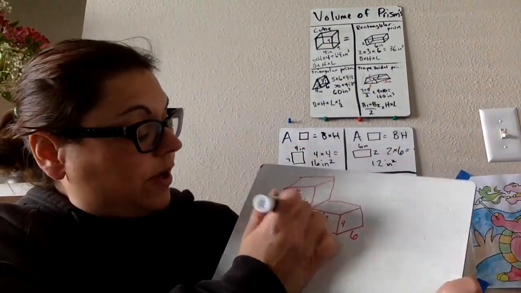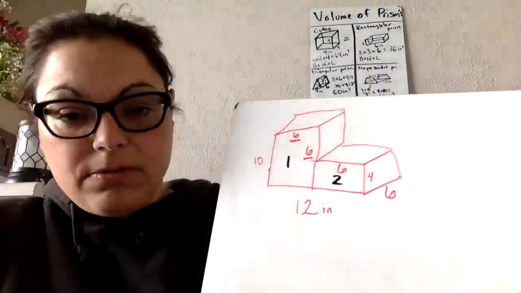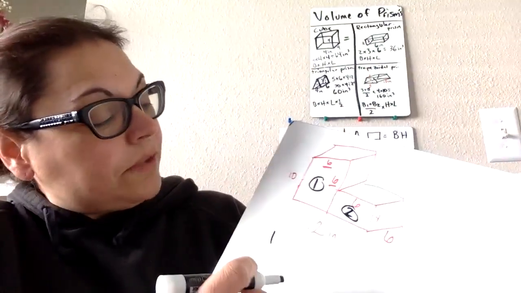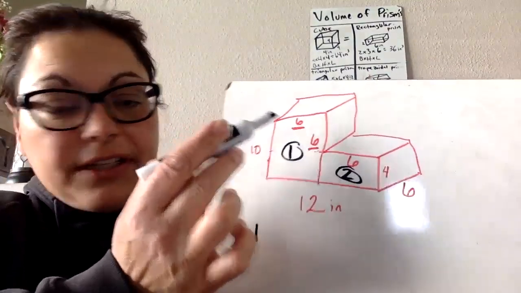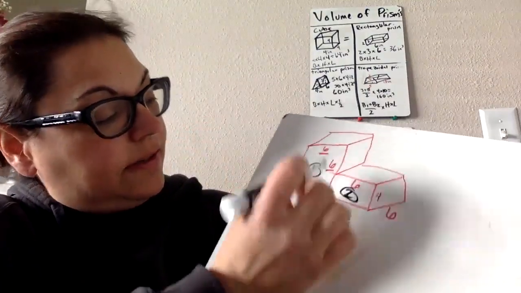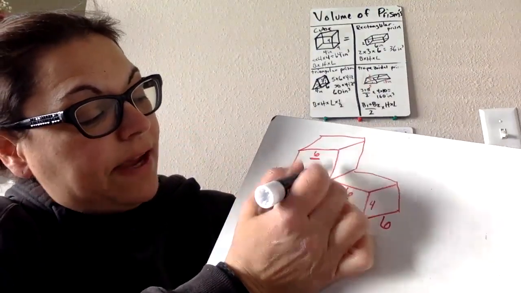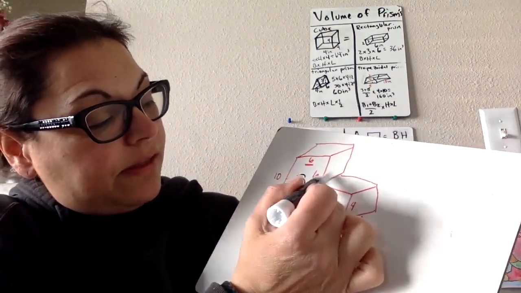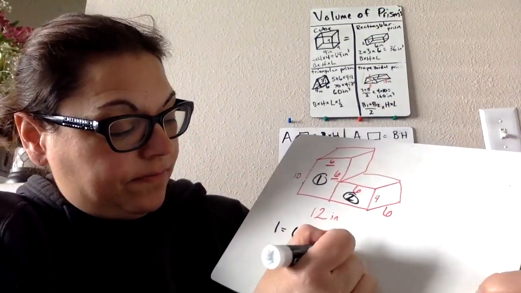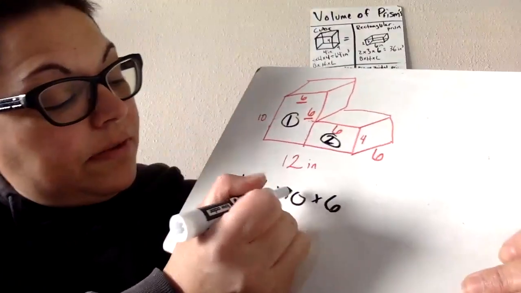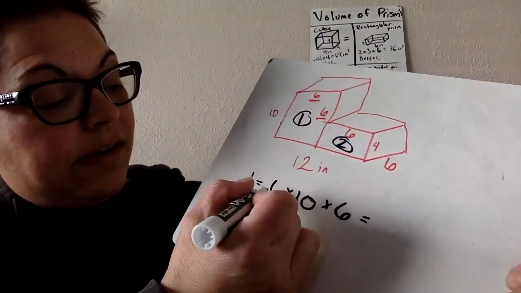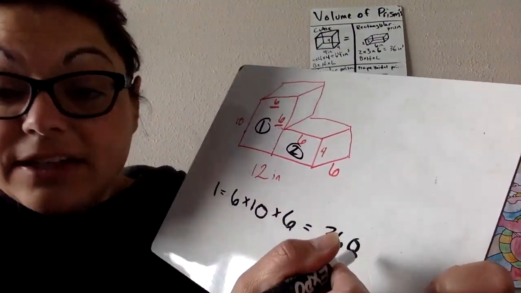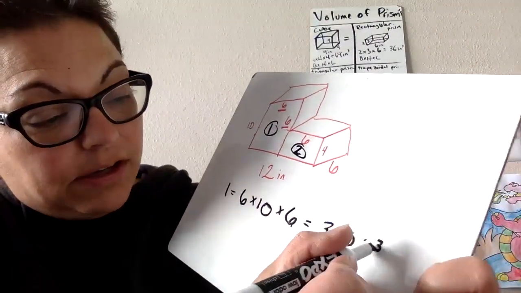All right, so let's do, we'll get a different color, and we'll do number 1 prism and number 2. So we got number 1 and number 2. So number 1, I have 6 times, that's my base, my height is 10, and then my width is 6. Okay, 6 times 10 times 6, I get 36 times 10 is 360, label it, inches cubed.